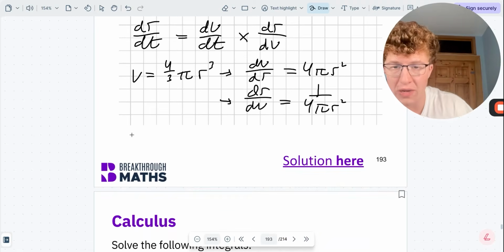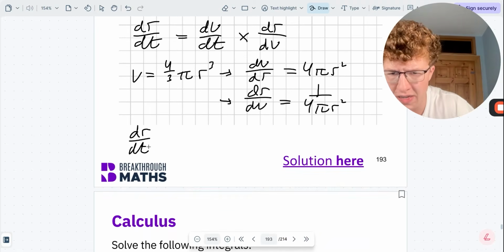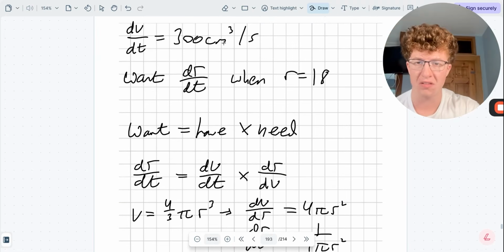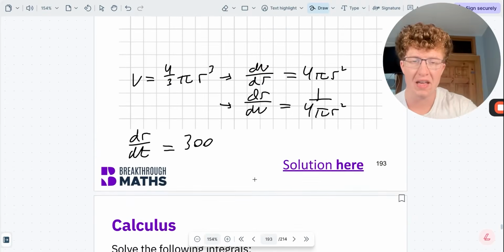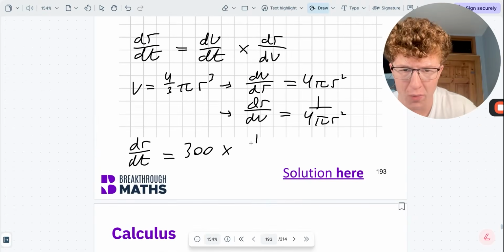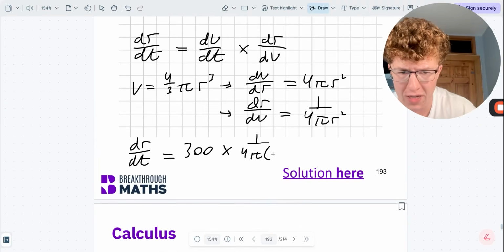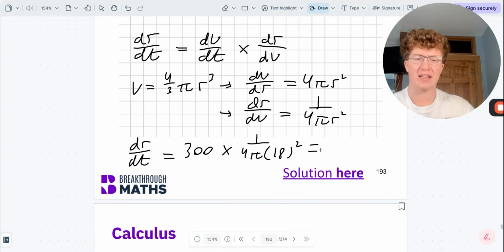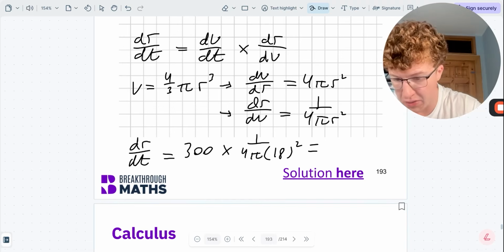So now we can do dr over dt is equal to what we already had. We had the 300 centimeters cubed per second. That's dV/dt. And we're multiplying that by 1 over 4 pi times 18 squared. And when we put that into our calculator, we get 300 divided by 4 pi times 18 squared.